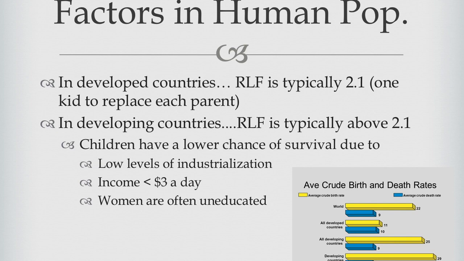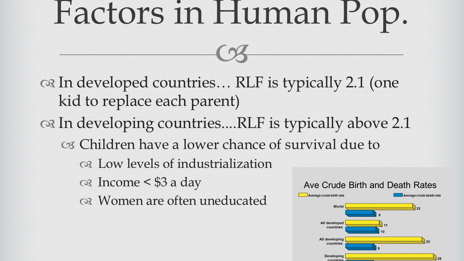In developed countries, replacement level fertility is typically 2.1. By the way, again, with the political correctness, developing countries is now branded as more economically developed countries. Because developed and developing are microaggressions. So we are more economically developed. We got more money, essentially. In developing countries, less economically developed countries, replacement level fertility is typically above 2.1.